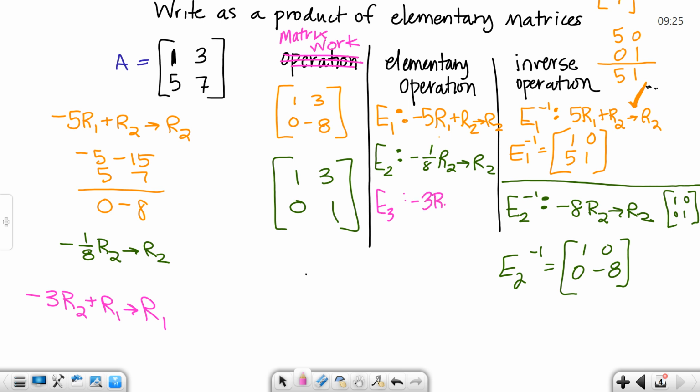Negative 3 row 2 plus row 1 gives me a new row 1. Okay, so here it is. We're going to say 0, negative 3, 1, 3, 1, 0. Yay! Okay, that's where we were going. Excellent.